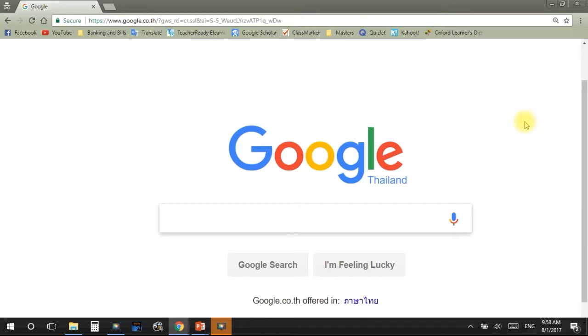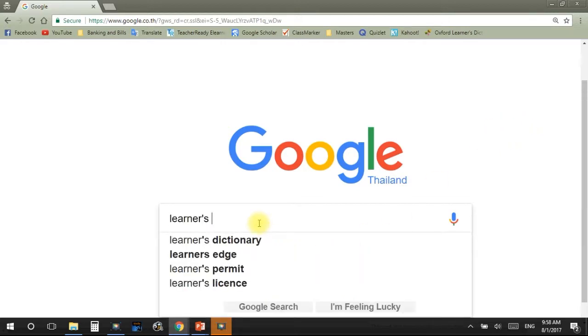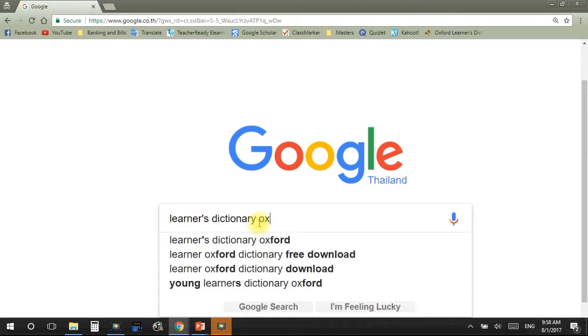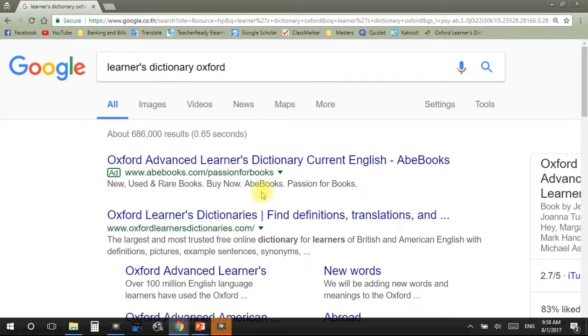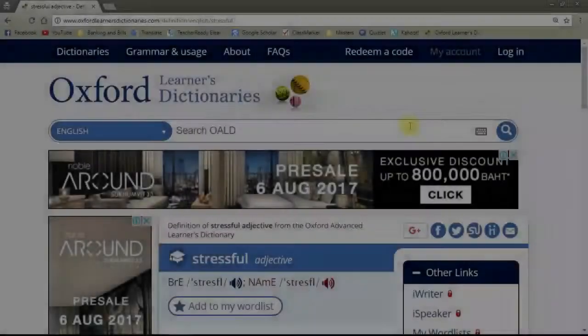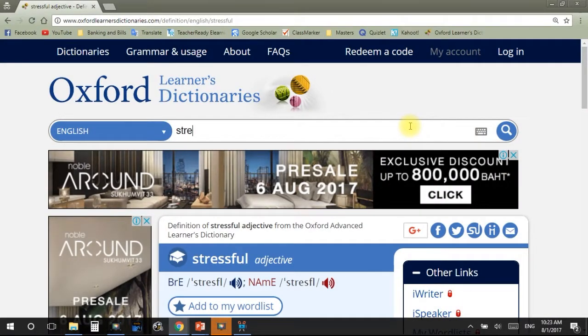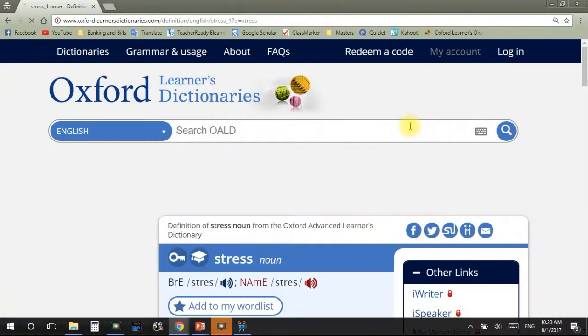To find your Learner's Dictionary, simply go to Google and write Learner's Dictionary. I prefer the Oxford Learner's Dictionary. That's what I'll show you today. Here we are, Oxford Learner's Dictionaries. So let's start here and we'll type the word stress.